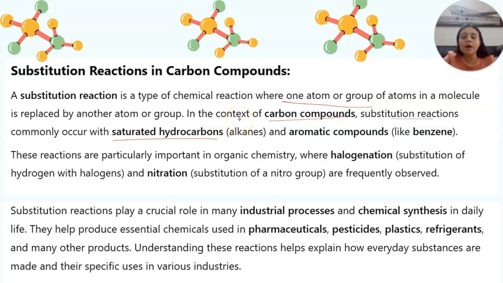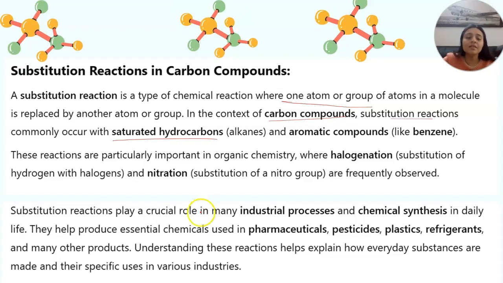Now we will learn about the substitution reaction. This is probably going to be the last chemical property. First we did combustion, then we studied oxidation, the third one was addition reaction, and the fourth one is substitution reaction. Substitution reactions commonly occur in saturated hydrocarbons and in aromatic compounds, meaning cyclic hydrocarbons, where a halogen is substituted on their structure.